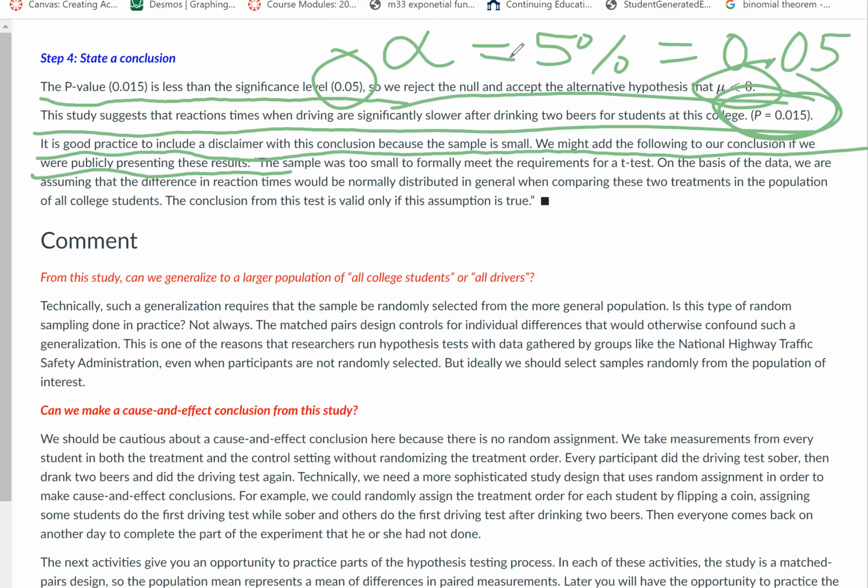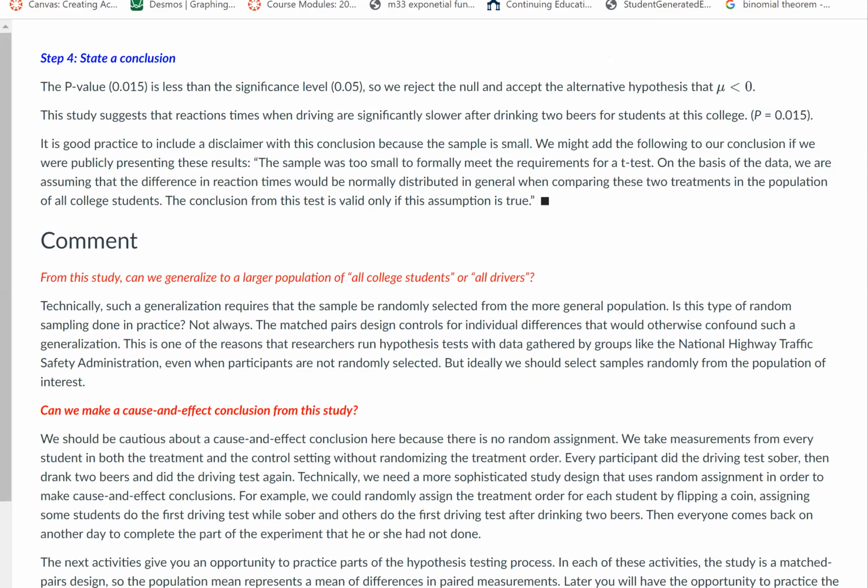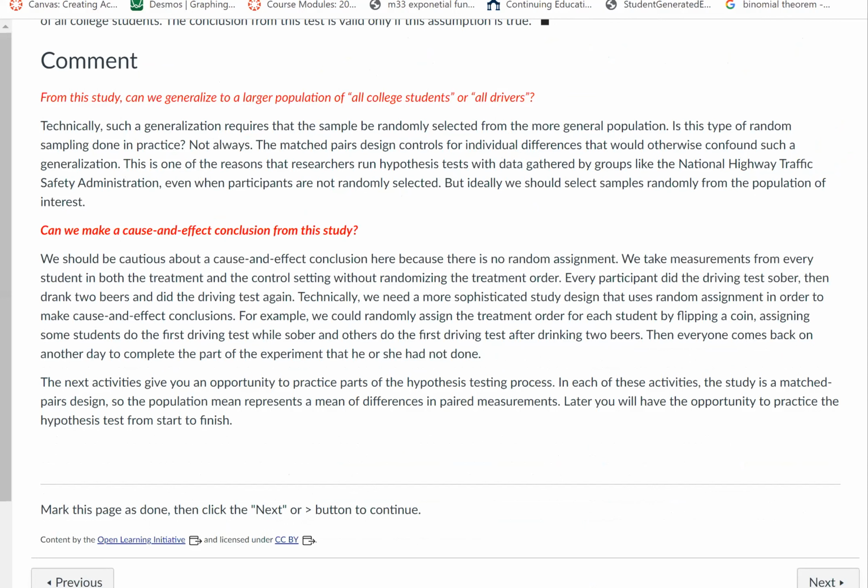Quote, the sample was too small to formally meet the requirement for a t-test. On the basis of this data, we are assuming that the difference in reaction times would be normally distributed in general. When comparing these 2 treatments and the population of all college students, the conclusion from this test is valid only if this assumption is true. So this is our conclusion, and we're pretty sure we're right, but we could be wrong. Chances are not very good, but it's possible.